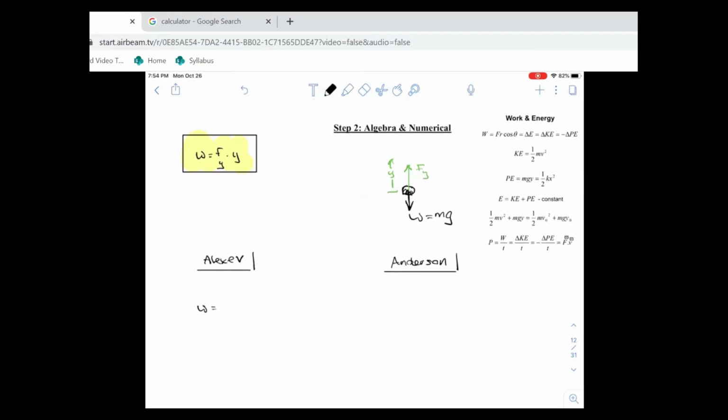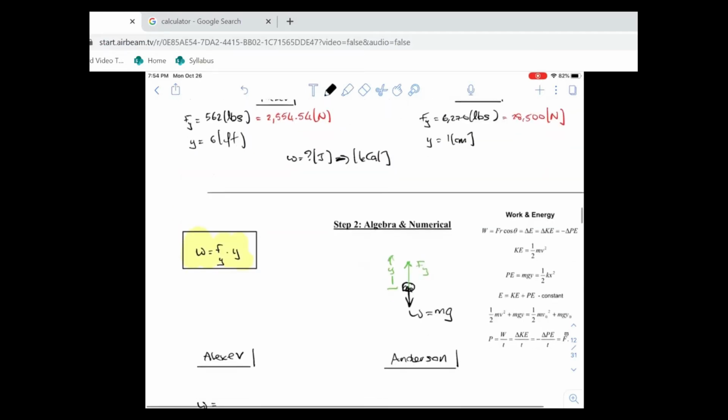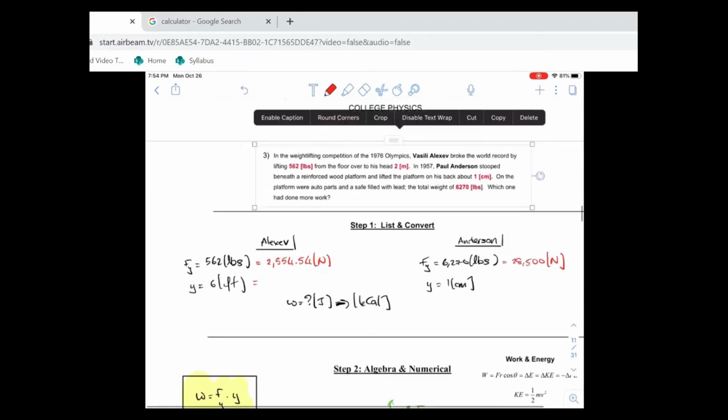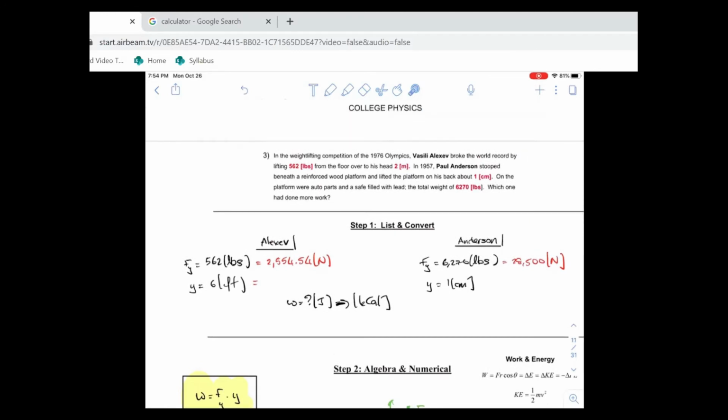Okay, so what do we have in the case of Alexev? The force is going to be this number times 6 feet, which is going to be a displacement. All right, so what is 6 feet? No, it's not 6 feet. What is it? Is it 2 meters? Okay, I messed it up. So that should have been 2 meters. All right, so this is 2 meters.